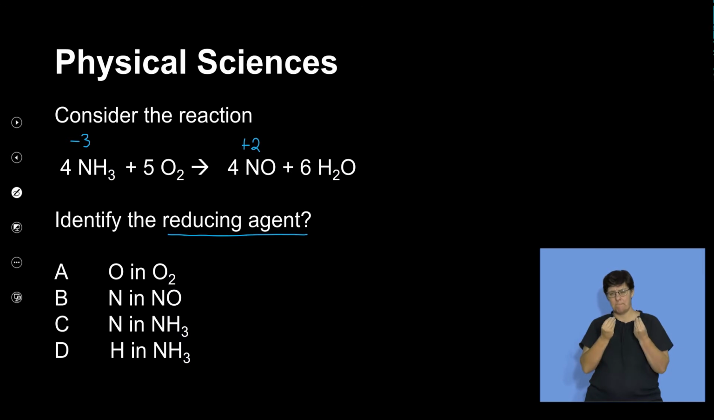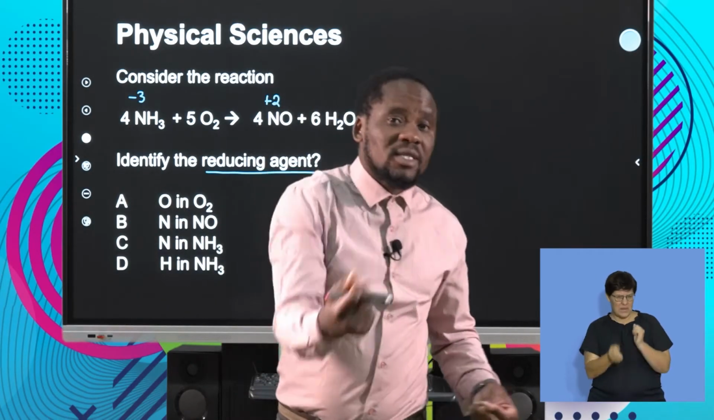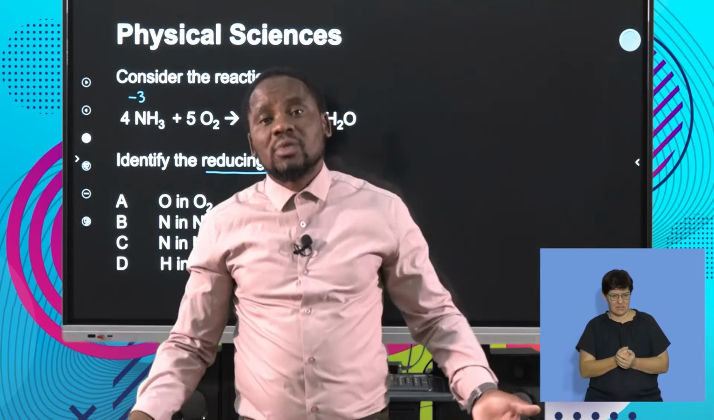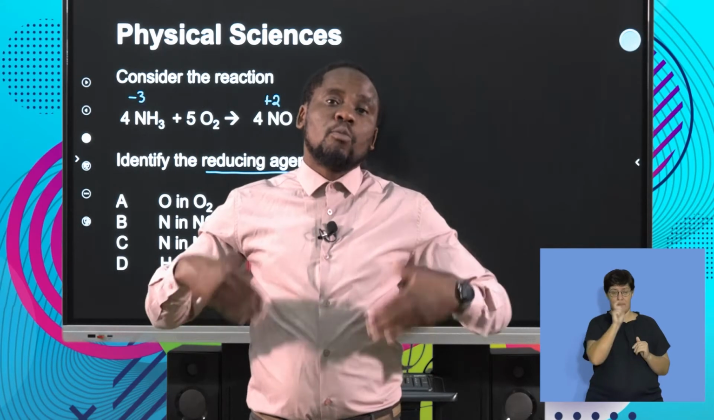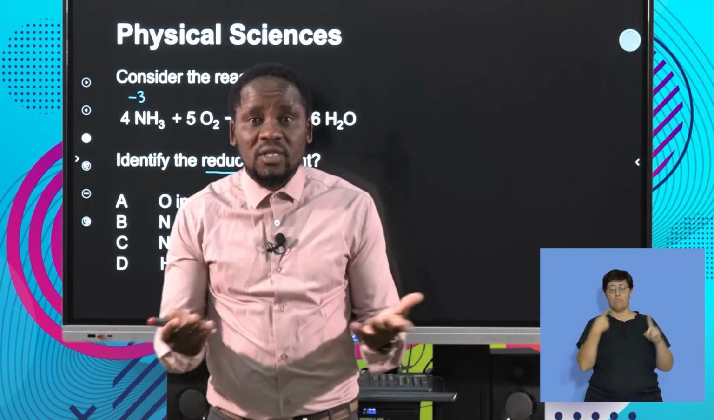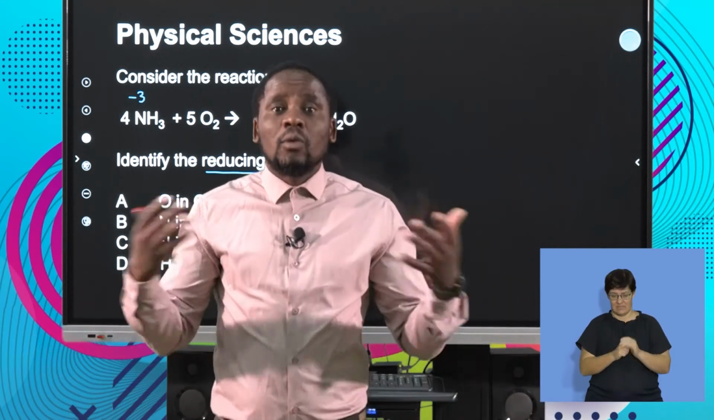So when oxidation occurs, what happens to that particular substance which undergoes that process? Its oxidation number needs to increase. So it becomes more positive, or you can think of it in terms of becoming less negative, depending on what you are given.